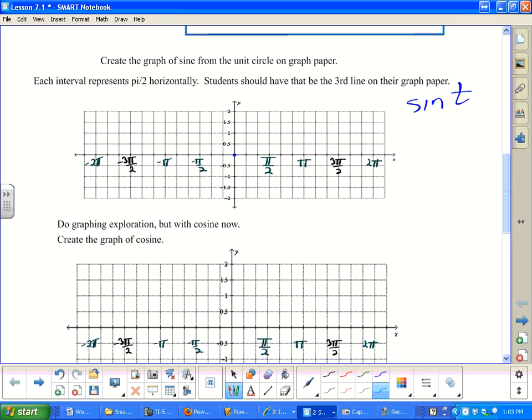Now, if I've gone 3 marks here to get to pi over 2, how much is each mark? It's 1/6 of pi, right? It's pi over 6. So what's the sine of pi over 6? 1/2. So at the first mark here, which would be pi over 6, I have 1/2. Each mark represents pi over 6, so the sine of pi over 6 is equal to 1/2.